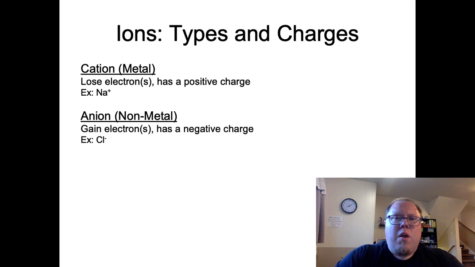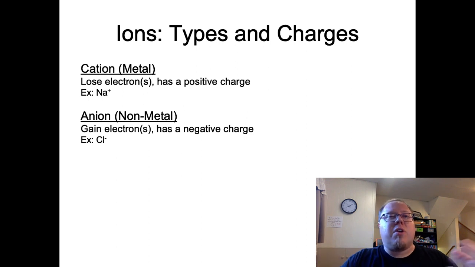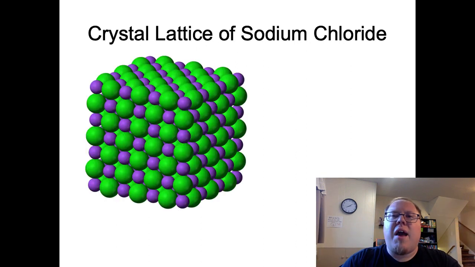Now, when you have positive and negative ions, they attract each other. When you have cations and anions, they attract each other. They need each other to form because one steals the electron from the other. But once they're formed, the positive and the negative are attracted, and so they actually form sort of like a crystal patterned lattice.